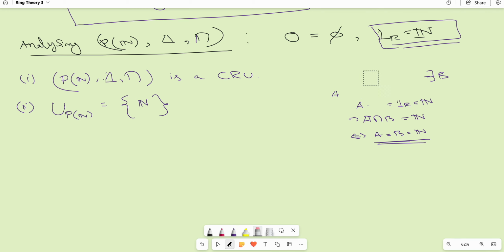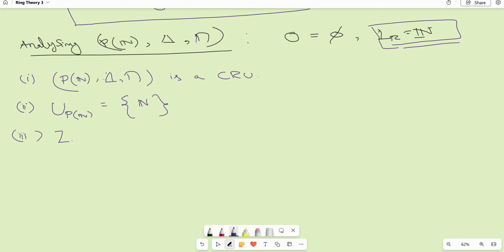Okay, so I'm writing the third property right now. What does it say? Similar to what I did in Z, what are the zero divisors?